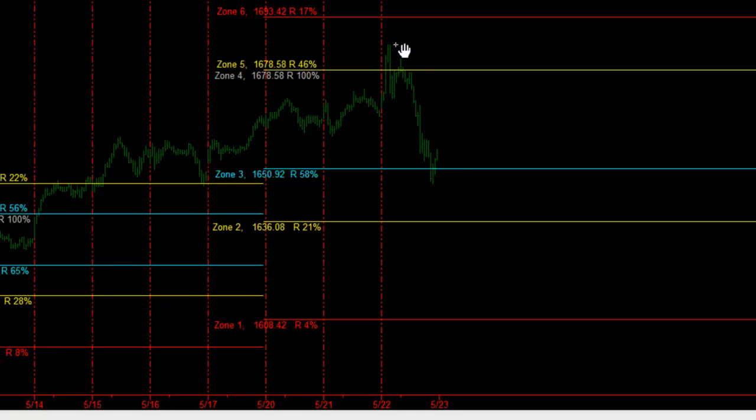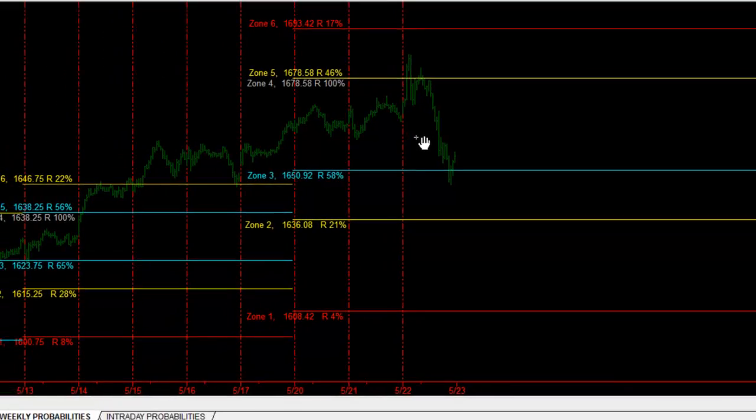This was certainly a very violent move up and down. But the projections would show that this will have defined the trading range for the rest of the week. That there's only a 21% chance that the market is going to go down to 1636 and only a 17% chance that the market will go up to 1693. So that's how we can, for example, look at the market in a bigger time frame.